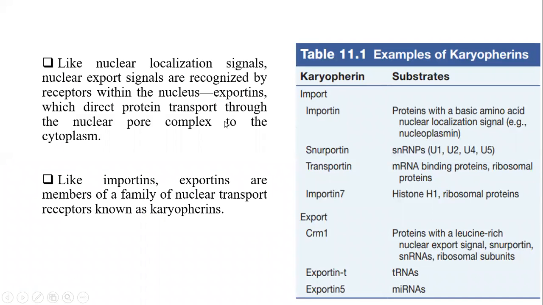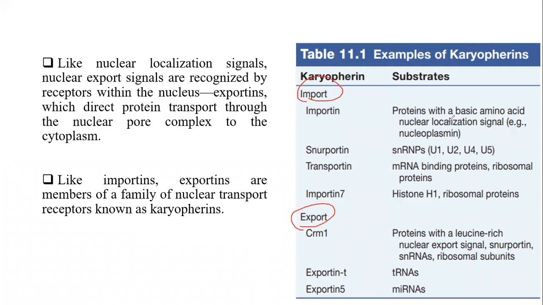Okay, now like how we have got the nuclear localization signals, export signals are also there within the nucleus called exportins, okay, which will go and do the transport. So they also have got the family. So here we have got these. So these are known as carioferins. Okay, please remember. These are known as the carioferins, the import proteins and the export proteins.